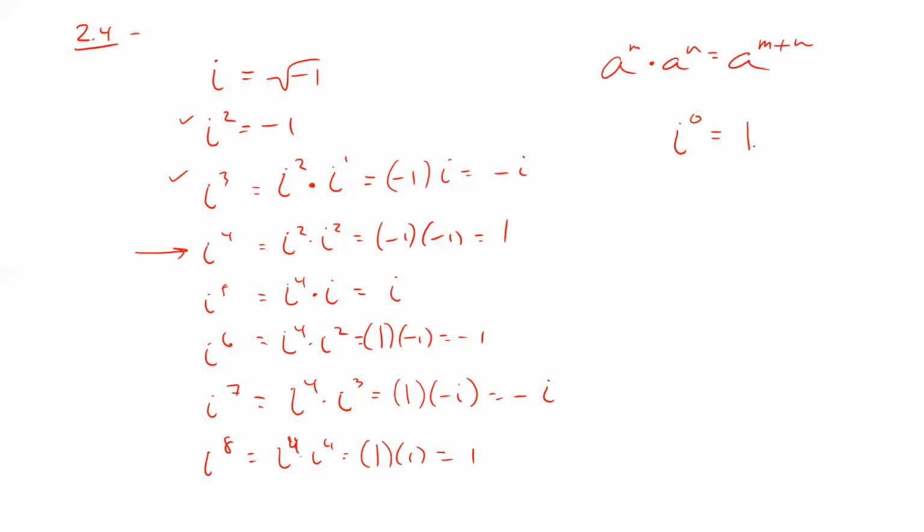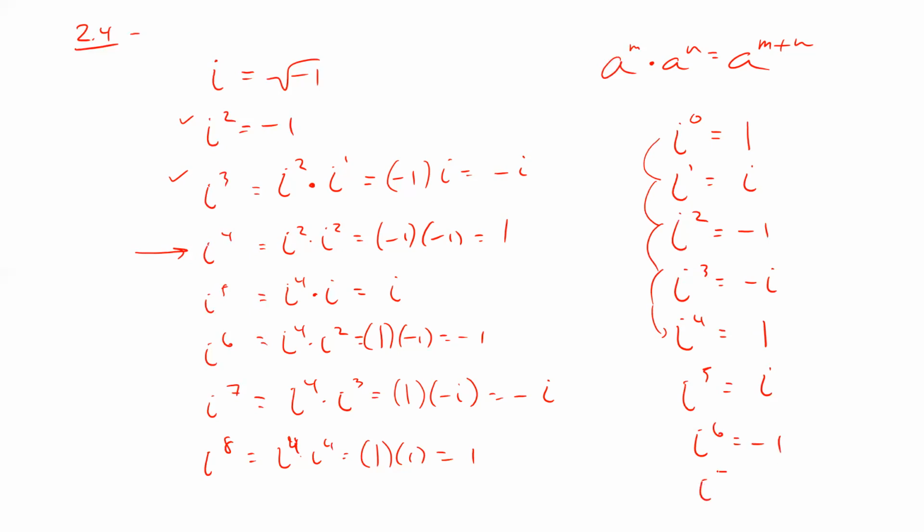True? Because any number to the 0 power is 1. i to the 1 power is just going to be i. i to the second power is going to be -1. i to the third power is -i. i to the fourth power, back to 1. So notice it cycles like this. So if you go i to the fifth, it's just going to cycle back now. So back to i to the sixth, -1, i to the seventh, -i, i to the eighth, just 1.